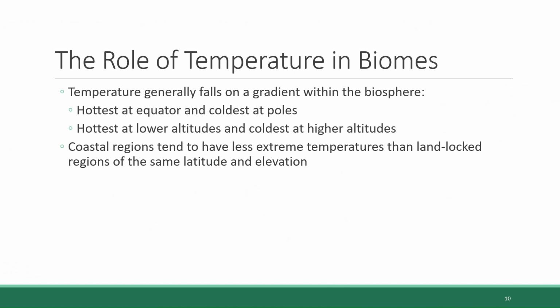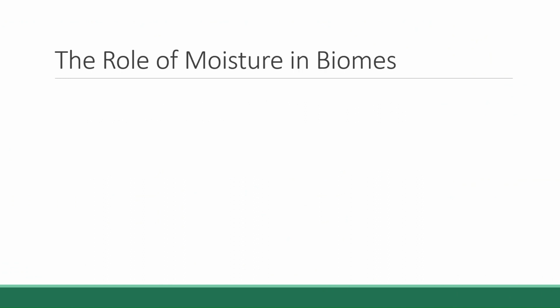The other major variable besides temperature that determines a biome is moisture. Biomes get classified with one of four different descriptors based on their moisture levels. Arid biomes are the driest, followed by semi arid, then semi humid, then the biomes with the most moisture are considered humid. The moisture level in a particular biome is brought about by several things.